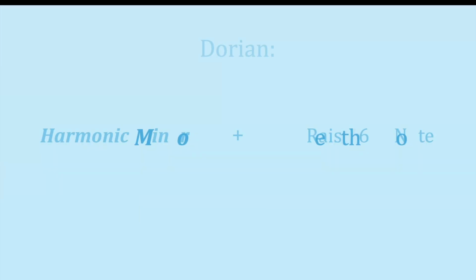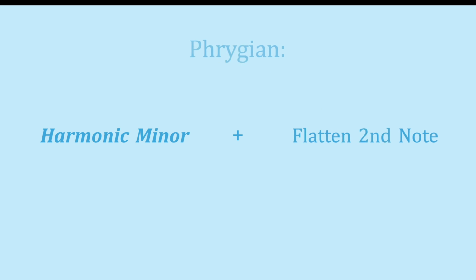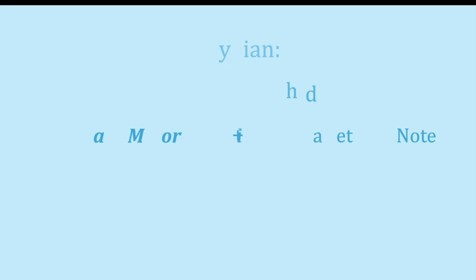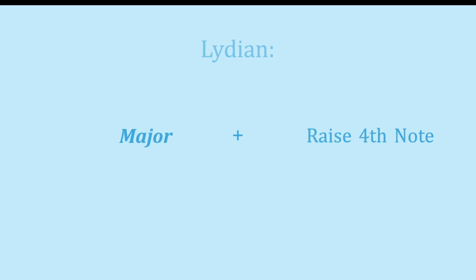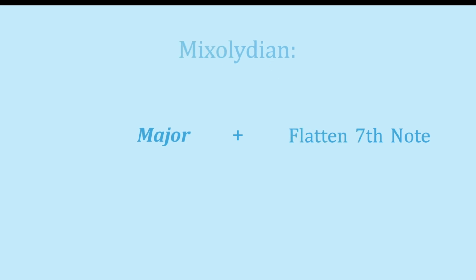Method 2, however, uses the major and minor scales and adapts them to create these modes. To create Dorian, you would use the minor scale, raise the 6th note, but use the natural minor. Phrygian, the natural minor and flatten the 2nd note. Lydian uses the major scale and raises the 4th note. Mixolydian uses the major scale and flattens the 7th note.